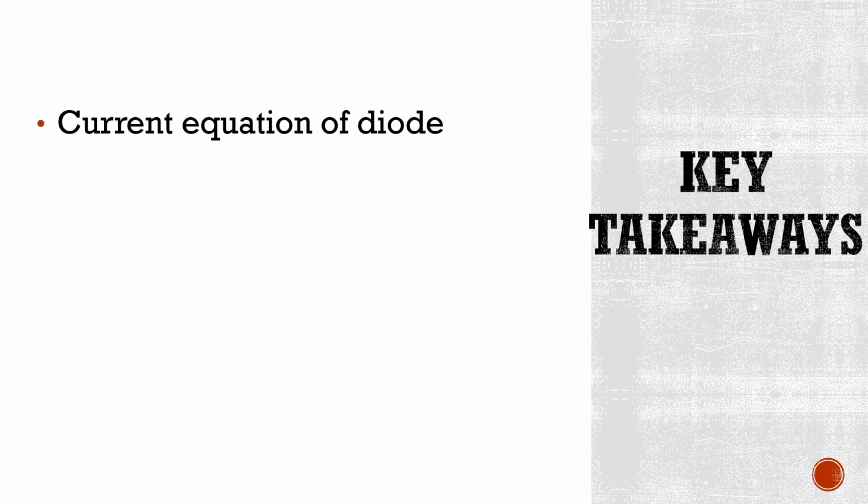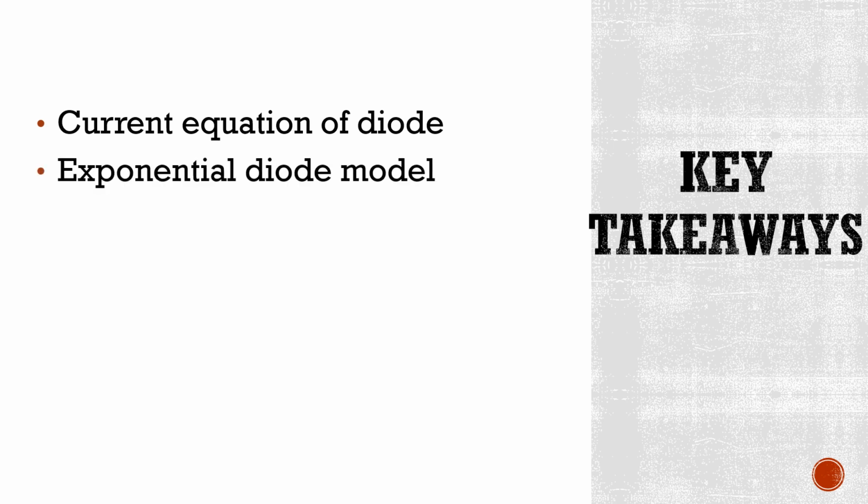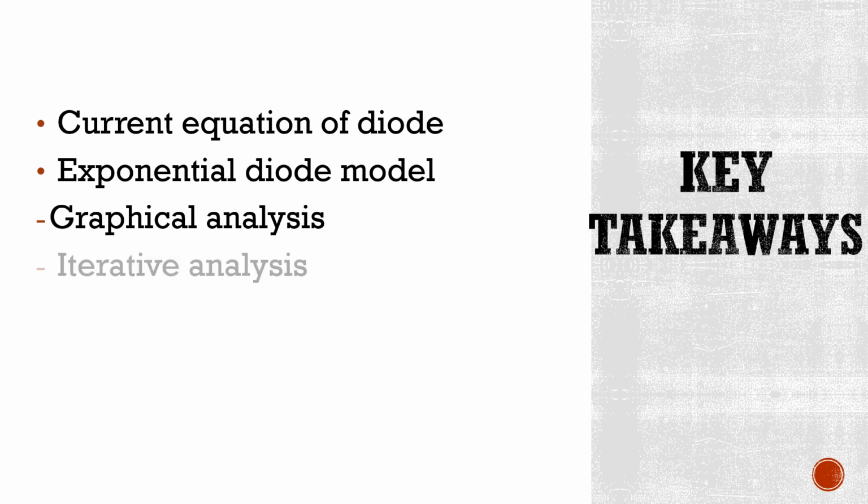That's all for today. What are the key takeaways of this lecture? In this lecture, you studied the current equation of the diode. Here you also understood the exponential diode model, which uses two alternative ways for obtaining values of unknown quantities like diode voltage and diode current. The first way is graphical analysis and the second way is iterative analysis.